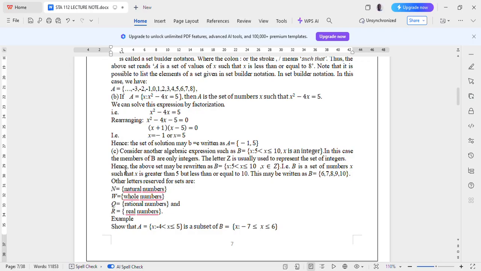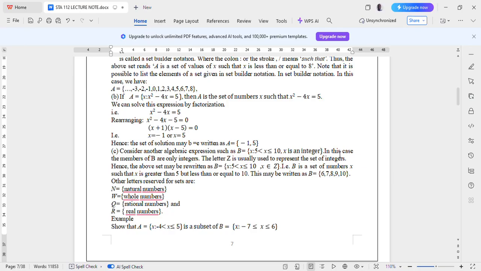So consider another algebraic expression like this. In this case, x is an integer such that x is greater than 5 and less than or equal to 10. I'll define an integer for us: an integer is a positive or negative whole number.